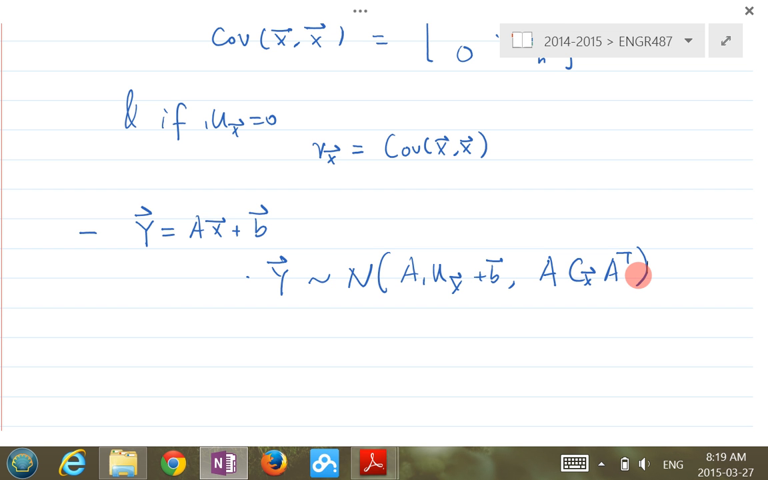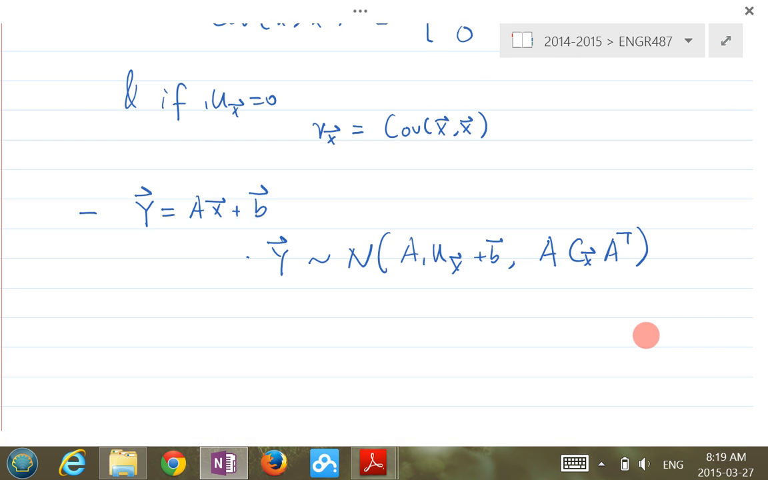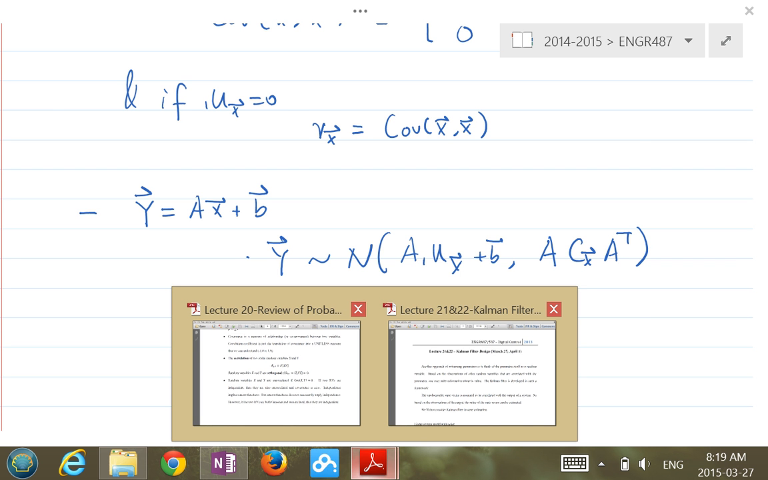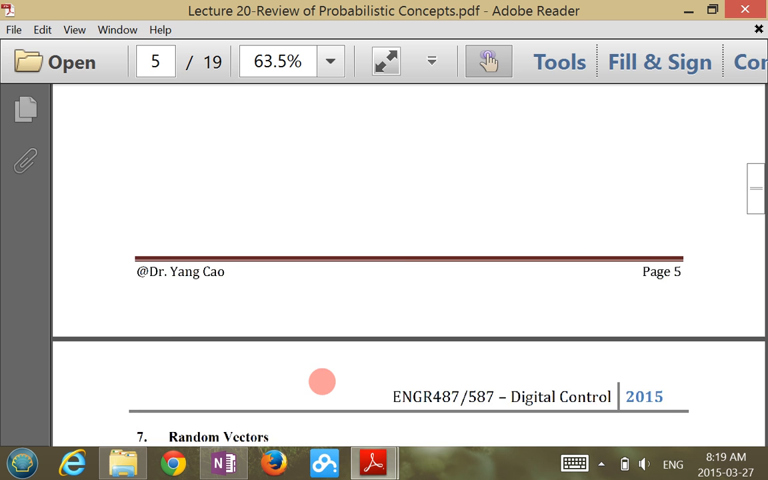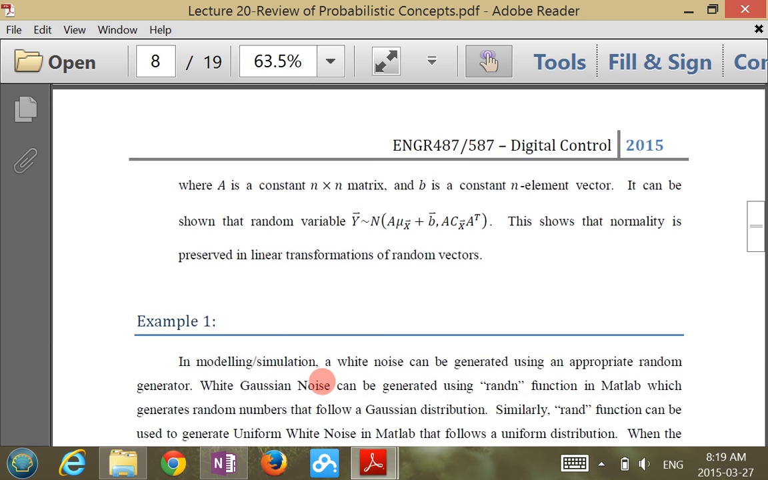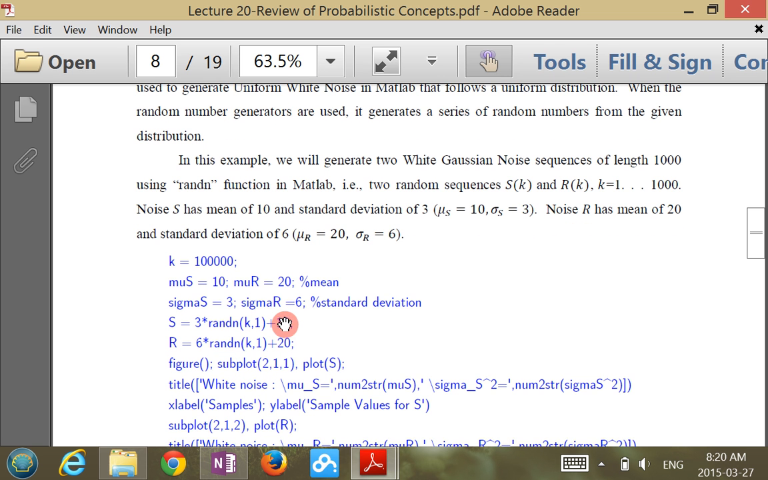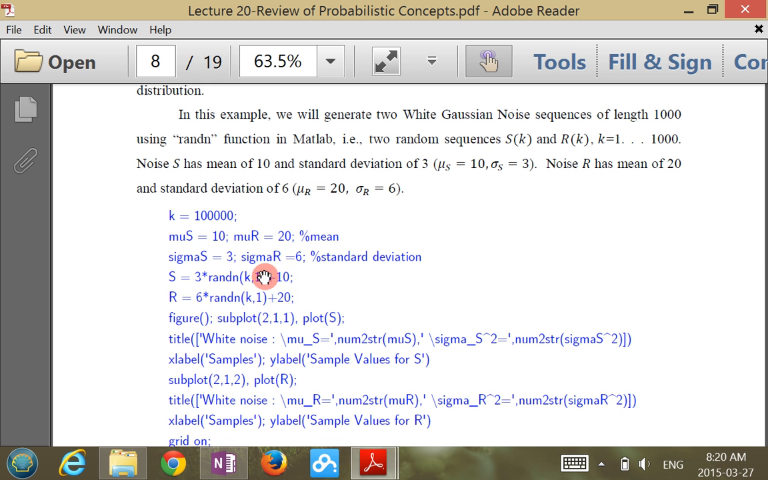Now, a little simulation to show you a better understanding of what the covariance matrix means. You can examine the code after class. I'm going to create two random variables. The first variable I call S, the other one R. I create each as a normally distributed random variable.